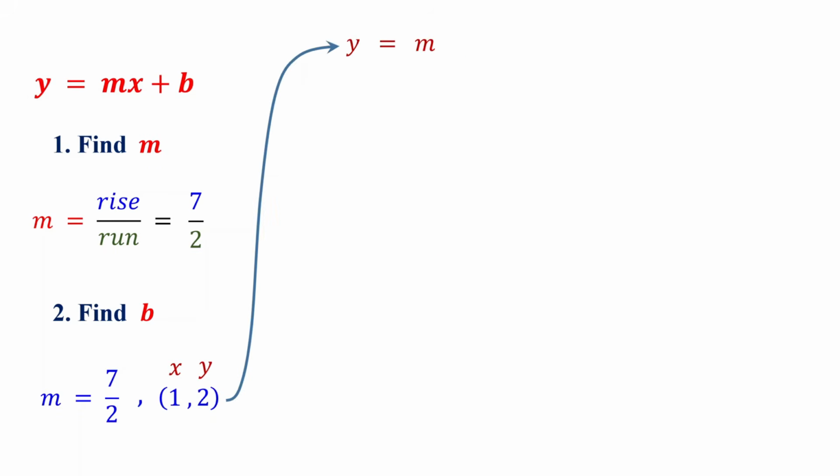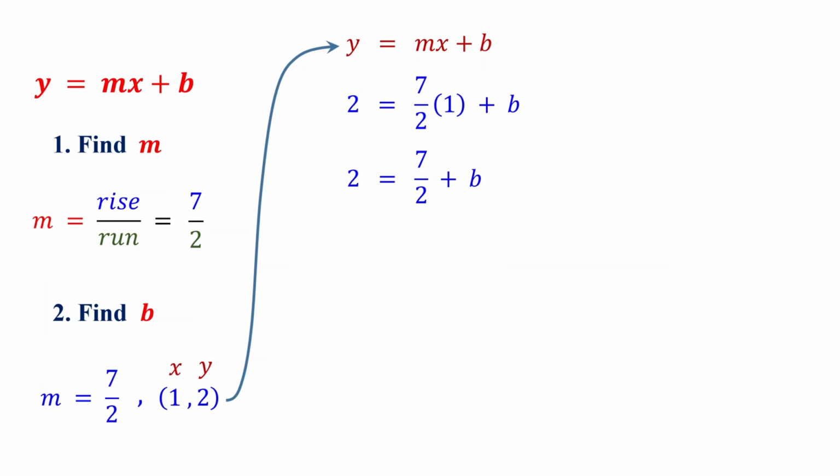Now substitute the slope and the point into the slope-intercept form. Replace y with 2, m with 7/2, and x with 1. Now, solve for b. 7/2 times 1 is 7/2. Next, subtract 7/2 from both sides to isolate b.